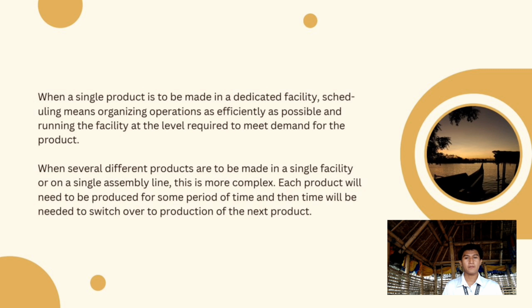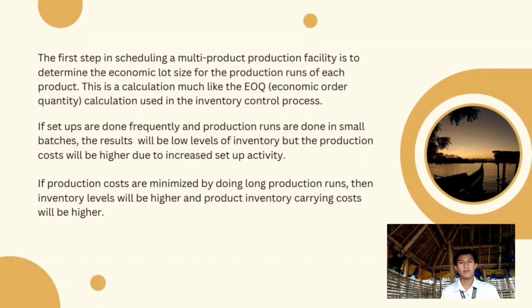When several different products are to be made in a single facility or on a single assembly line, this is more complex. Each product will need to be produced for some period of time, and then it will be necessary to switch over production to the next product. The first step in scheduling a multi-product production facility is to determine the economic lot size for the production runs of each product. This is a calculation much like the EOQ, or economic order quantity, calculation used in the inventory control process.